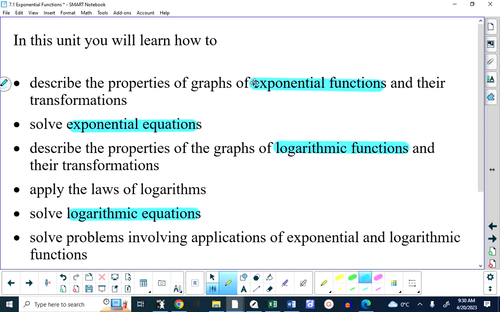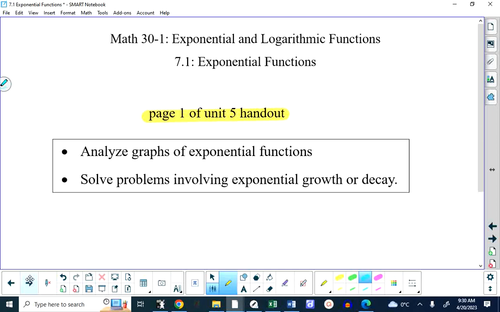Okay? And then everywhere along the way, we're going to be looking at applications of both types of those things. And we're actually going to get into an application today, at least one. So this is on page 1, obviously, of your unit handout that was on your desk when you entered the room.